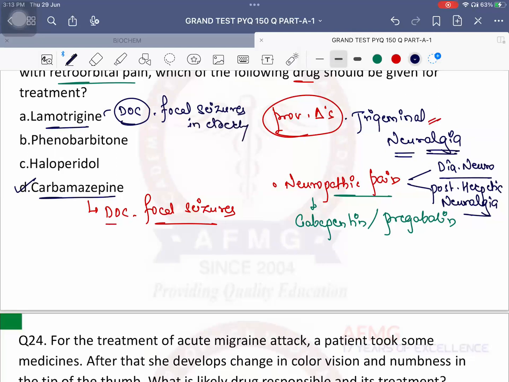lamotrigine definitely. Important is lamotrigine is commonly associated with a side effect and that is called SJS, that is Steven-Johnson syndrome, when less than 10% of the body surface area is having peeling of skin. That is called Steven-Johnson syndrome. It is commonly associated with lamotrigine. No issues with this, anybody?